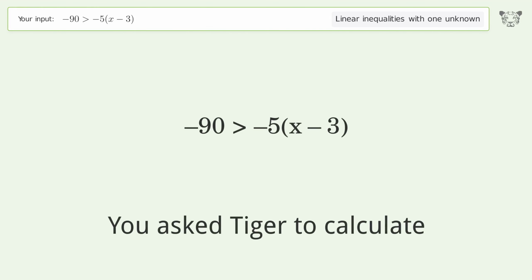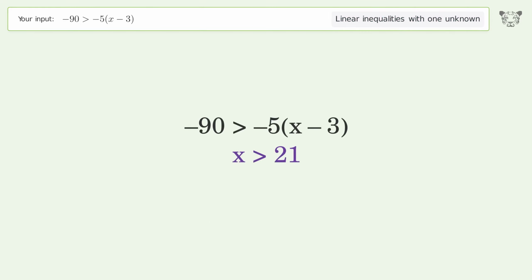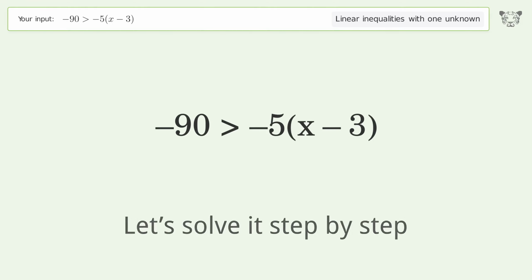You ask Tiger to calculate. This deals with linear inequalities with one unknown. The final result is x greater than 21. Let's solve it step by step.